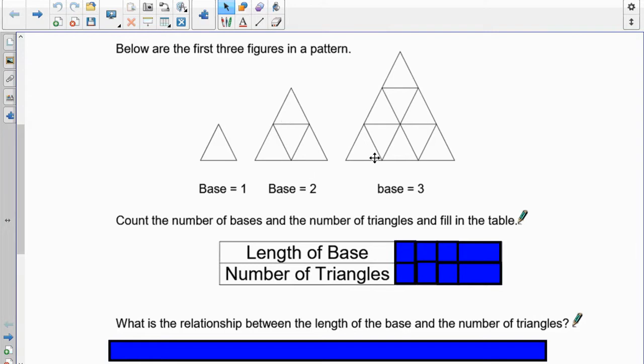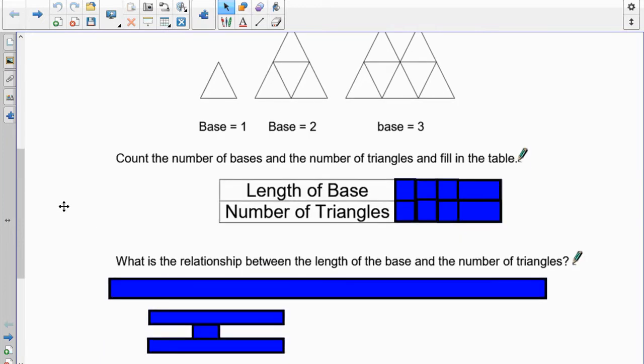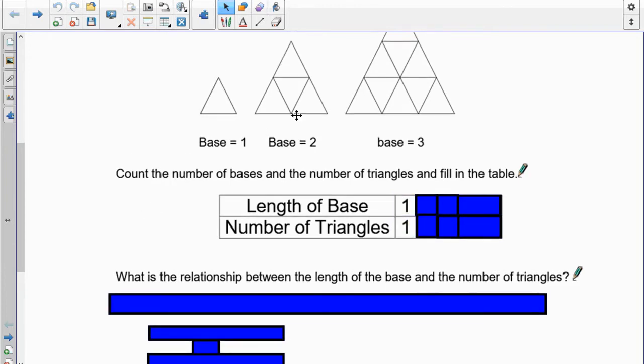Over here, you see 1, 2, 3 bases. I have to have 1, 2, 3, 4, 5, 6, 7, 8, 9. So if you go down to our table here and fill it in, when there was a base of 1, we had one triangle. When we had a base of 2, then we had to have 4 triangles. When our base was 3, then we had to have 9 triangles.